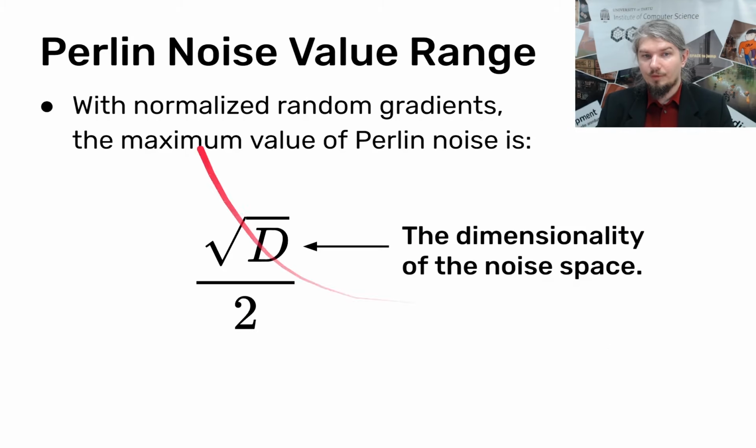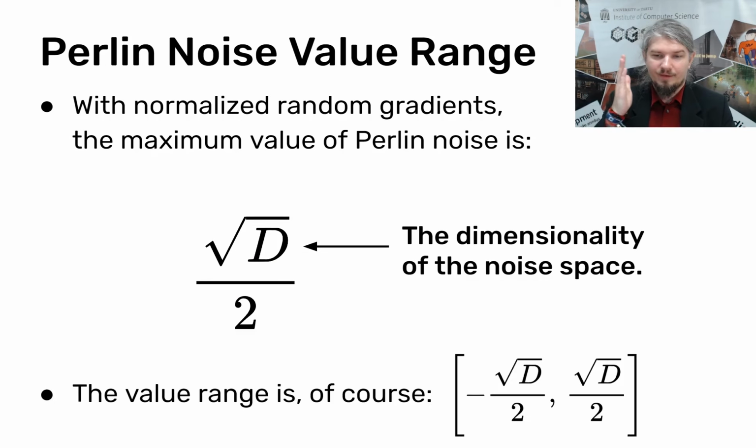So with normalized random gradients, the maximum value of Perlin noise is going to be the square root of the dimensionality of our noise space divided by 2, because this is going to be the length of the diagonal of that cell, and well, we are taking half of it because our sample point is in the middle. Of course, the range is going to be from minus that value to plus that value. If all of the gradients are pointing away from that middle point, then it's going to be the minimum value, and if they're all pointing towards it, it's going to be the maximum value.